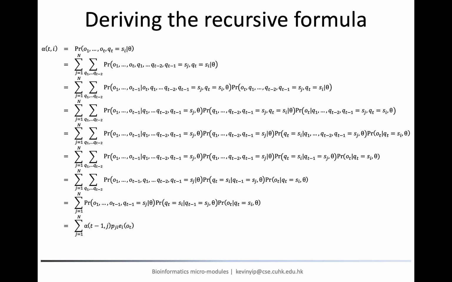At the beginning of this page, we see the definition of the table entry alpha t i, and at the end, after some derivation steps, we get the recursive formula that involves entries in the previous step, namely alpha t-1 j. We're not going to go through this proof, but basically, you only need the three basic probability rules that we introduced before in order to do this proof. You're encouraged to try it by yourself to see if you can also derive the recursive formula.